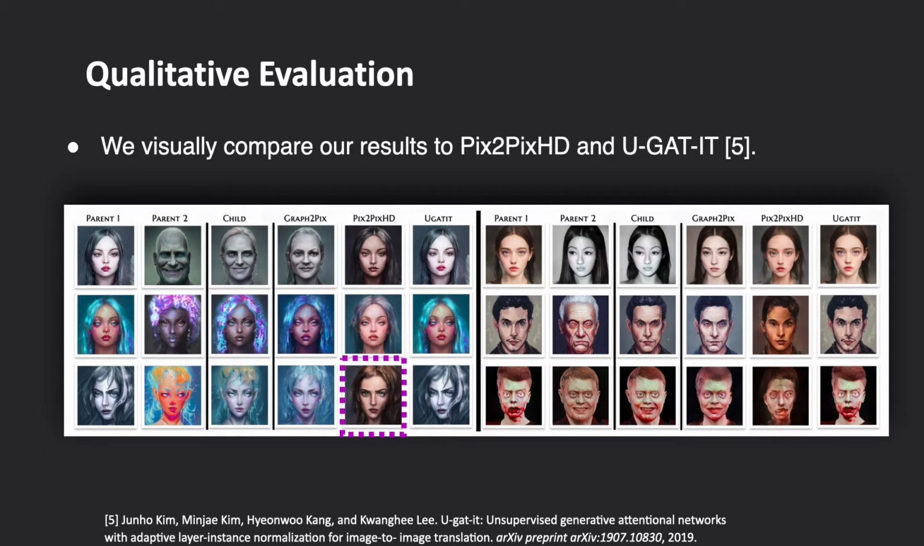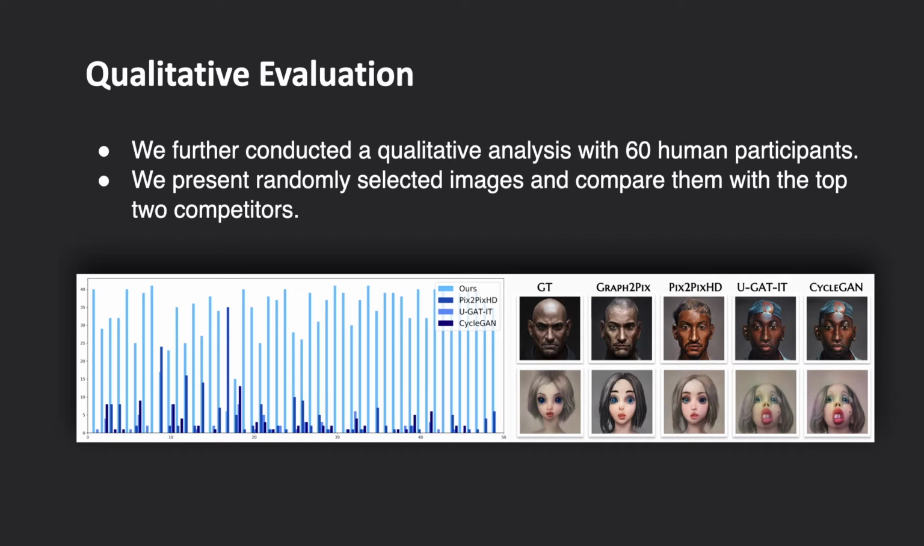We think this is due to the unsupervised nature of the model. On the other hand, we see that Pix2Pix HD is able to generate images that are different from the parent image, but it fails to generate images that are close to the ground truth. Since our method is able to consider both the parent and its ancestors, it obtains a result that is closer to the ground truth.